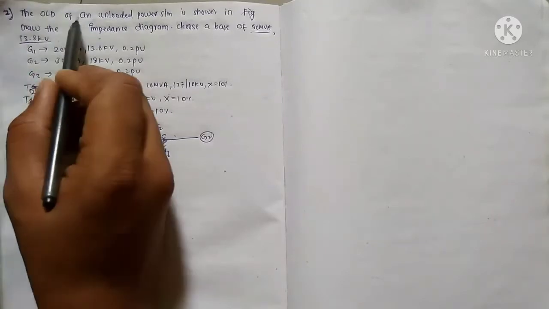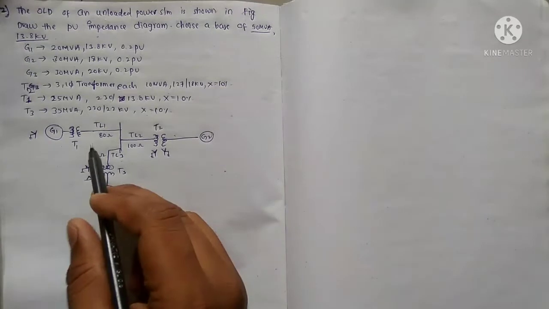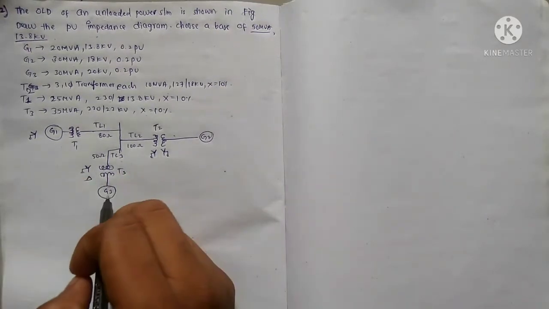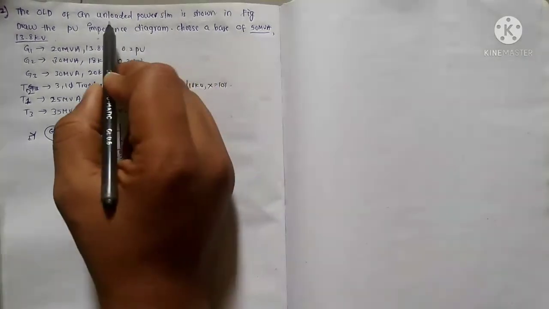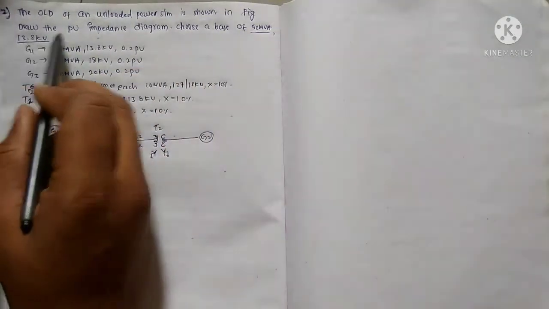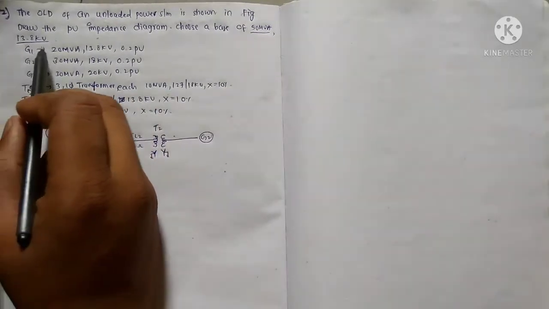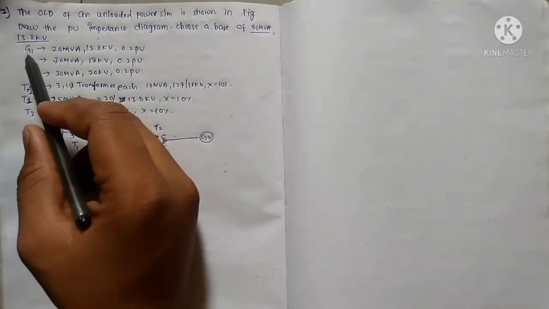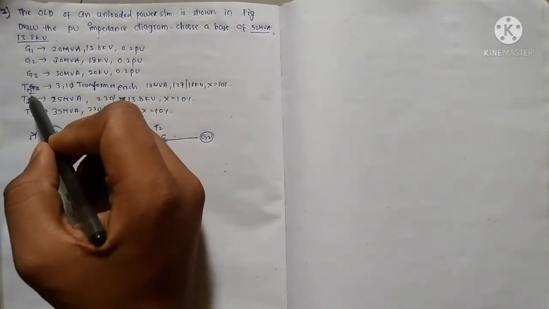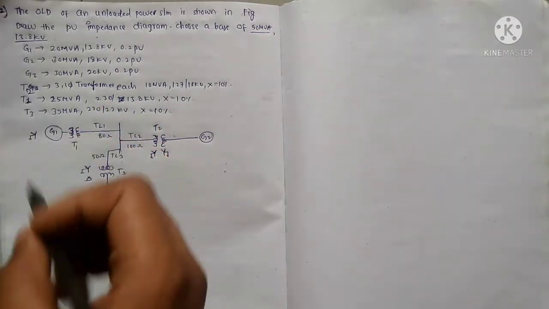the one line diagram of an unloaded power system is shown in the figure. The figure is given over here because there are three generators. There are no loads like motor or static loads. Therefore, they mention unloaded power system. Draw the PU impedance diagram. Choose base values as given: base power as 50 MVA and 13.8 kilovolt. Ratings of all the power system components have been given. G1, G2, G3 and T2 have been interchanged. This is T1, this is T2, T3.